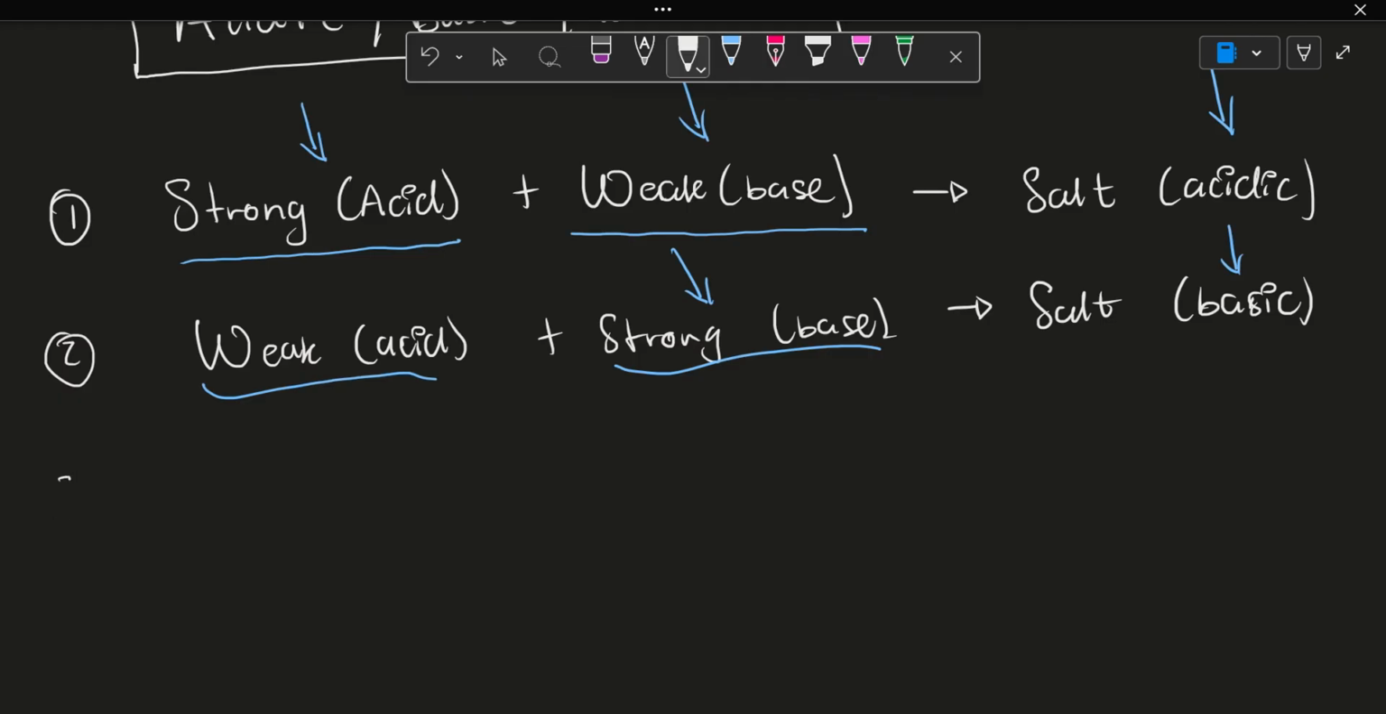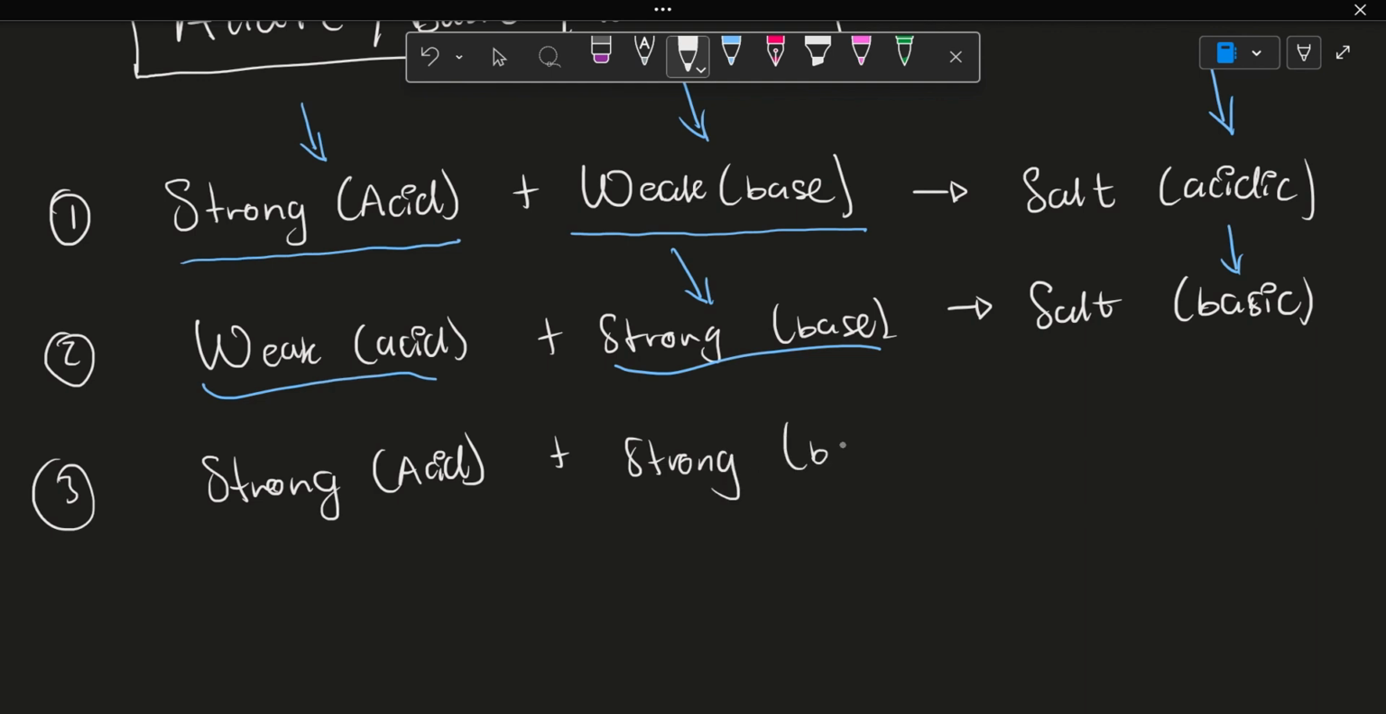And then in this one, we have a strong acid plus a strong base. What are you expecting your salt to be? Neutral.